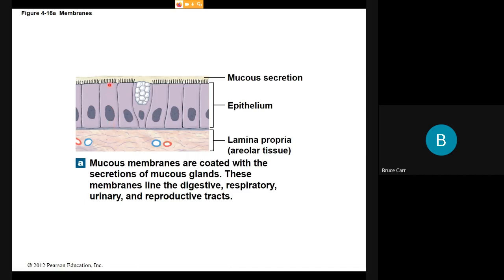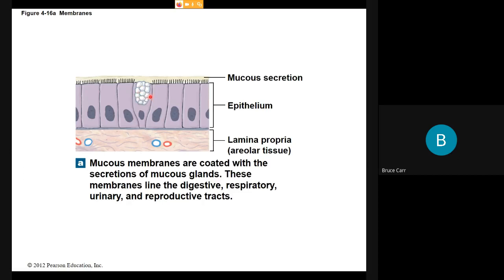Simple columnar epithelium, in this case with either villi or cilia, because of the presence of this goblet cell. Here is the mucus held, which is going to be secreted up here and cover the inner lining of this space. The cilia then would be able to move it. These are especially present in mucous membranes, the membranes that open to the outside. The digestive, respiratory, urinary, and reproductive tracts all have an ample supply of mucous membranes.